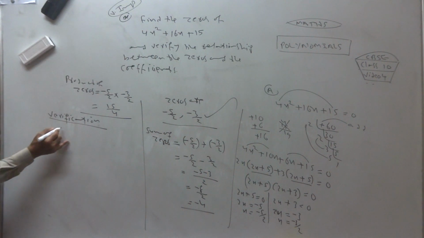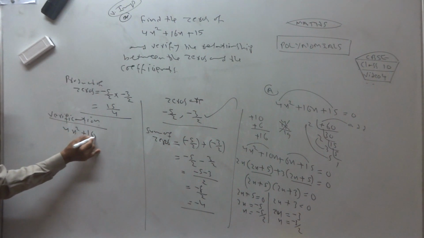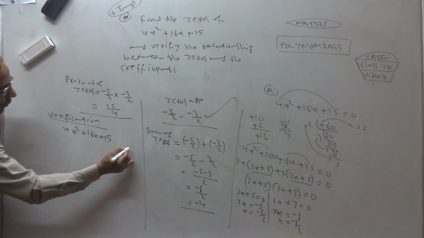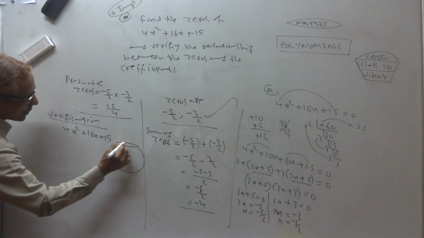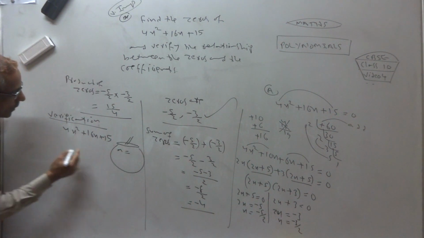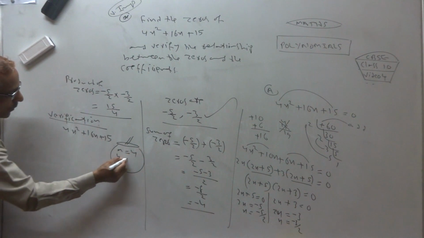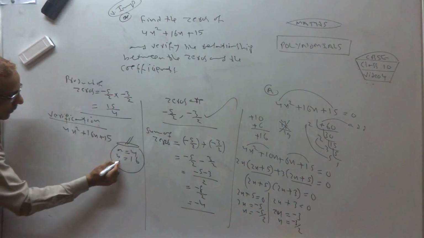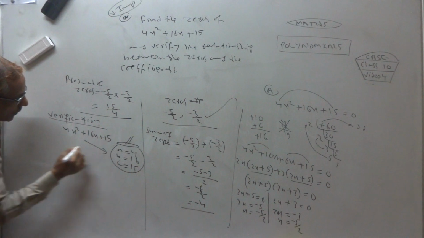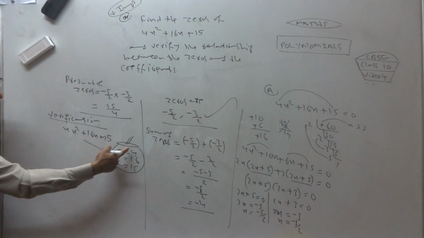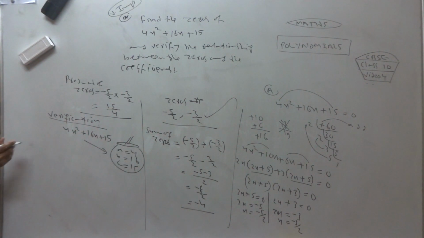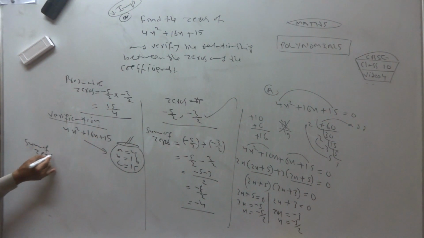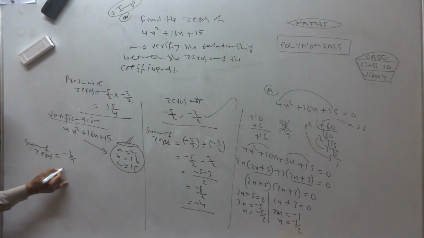So take the polynomial. This is the polynomial. Now we verify it. How do we verify it? You first write the values A, B, C. What is A? 4. What is B? 16. What is C? 15. These are called coefficients. So for the sum of zeros, what is the formula we know? Minus B by A.